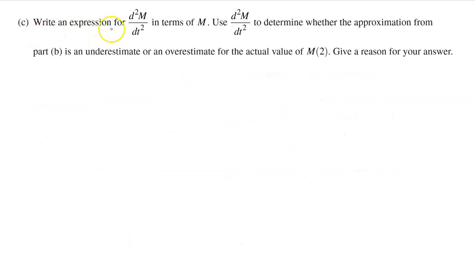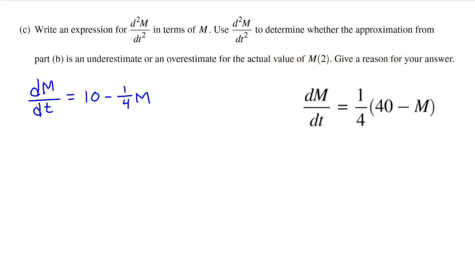Part C. Write an expression for the second derivative of m in terms of m. Use the second derivative to determine whether the approximation from Part B is an underestimate or an overestimate for the actual value of m of 2. Give a reason for your answer. We were given this expression for dm/dt. If we do the distributive property, we get dm/dt equals 10 minus 1/4 m.